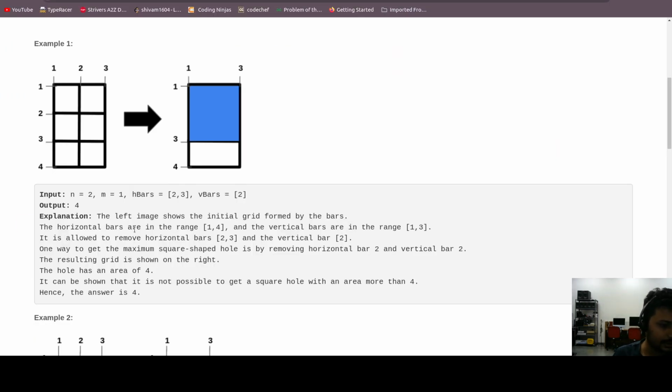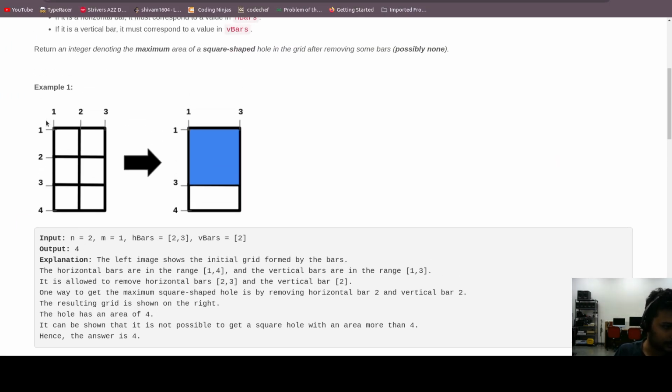In this example you are having three vertical lines, 1, 2, 3. Of these you can remove the second one. By removing the second one, you will get this much horizontal length, and you can remove the second and third vertical lines. So second is this and third is this, so you are having this much vertical length. So you can create this much square area.